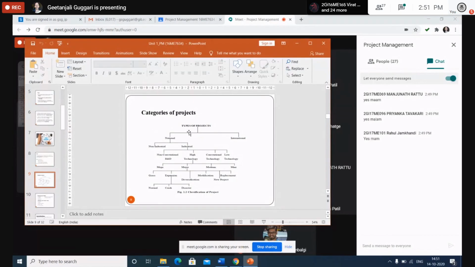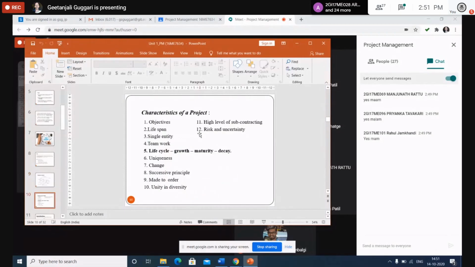Define project and differentiate between a project and production. How are these two different? Project is different and production is different. That we have discussed.